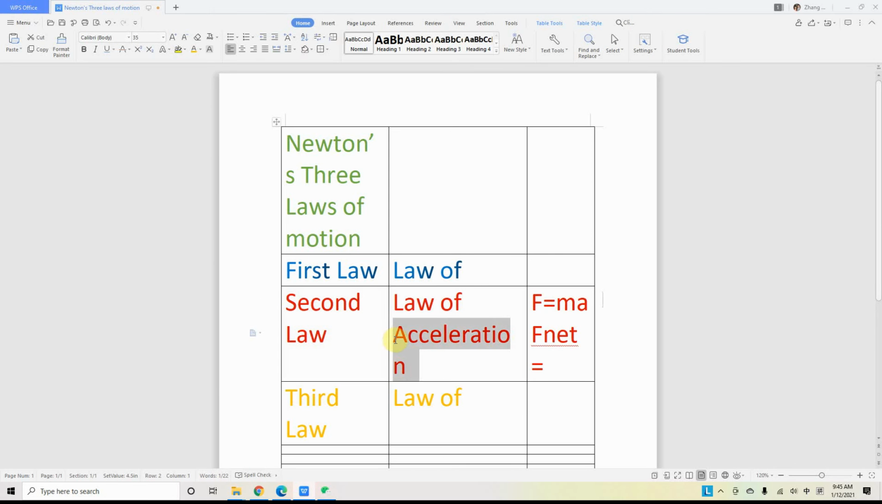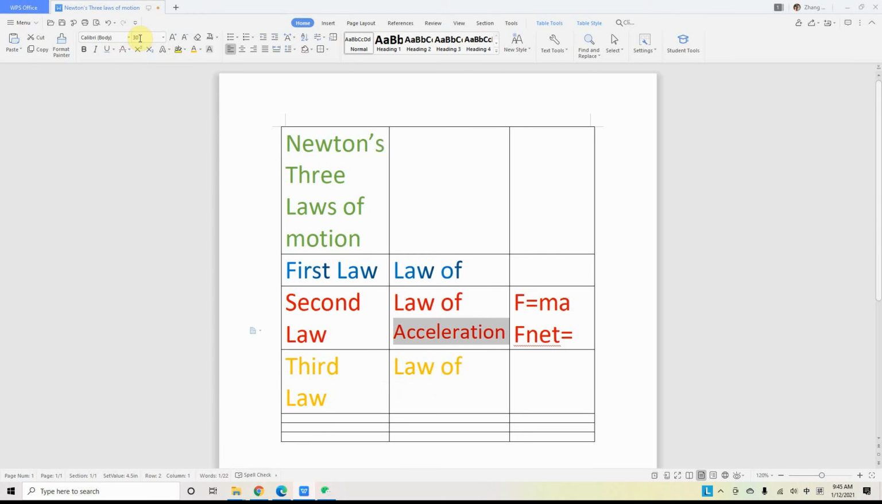Okay, then you know what? Why did I start with the second law? Because the first law is a special case of the second law. Okay, what is that special case? The special case is that the F net is going to be 0. In the first law, the F net is 0.